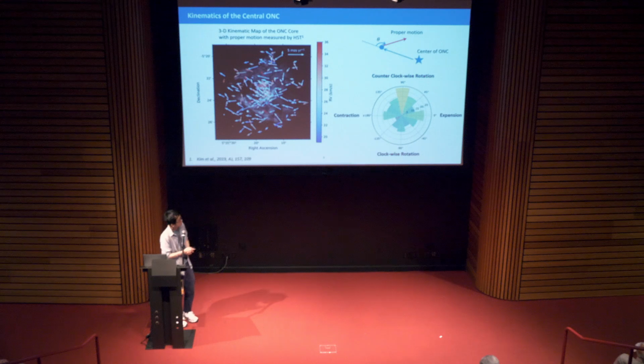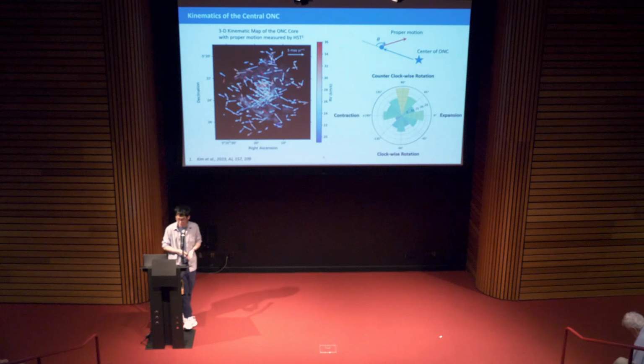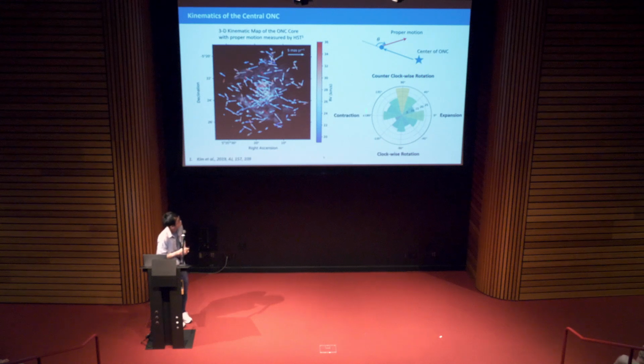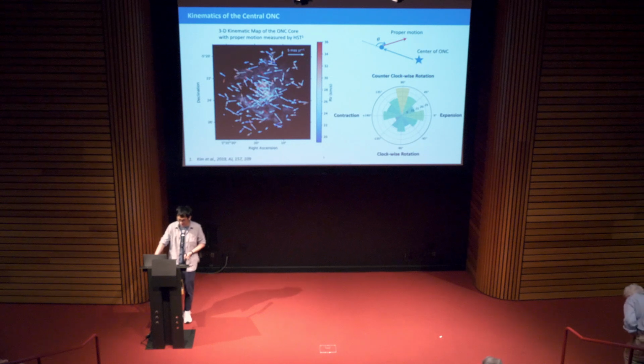We do observe slightly more sources around 0, so we conclude that there is a slight trend of expansion, which is consistent with previous findings. But more importantly, there are a lot more sources around 90 degrees than minus 90 degrees. So that is how we tell there is a counterclockwise rotation trend.